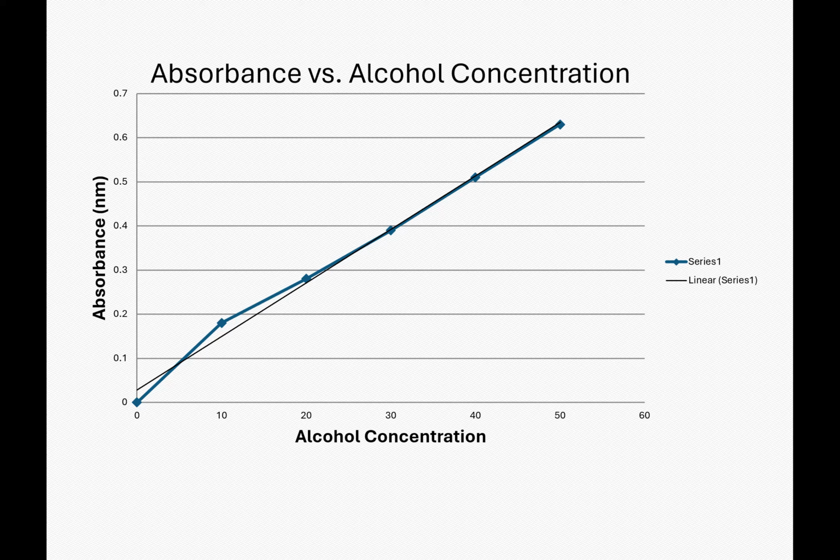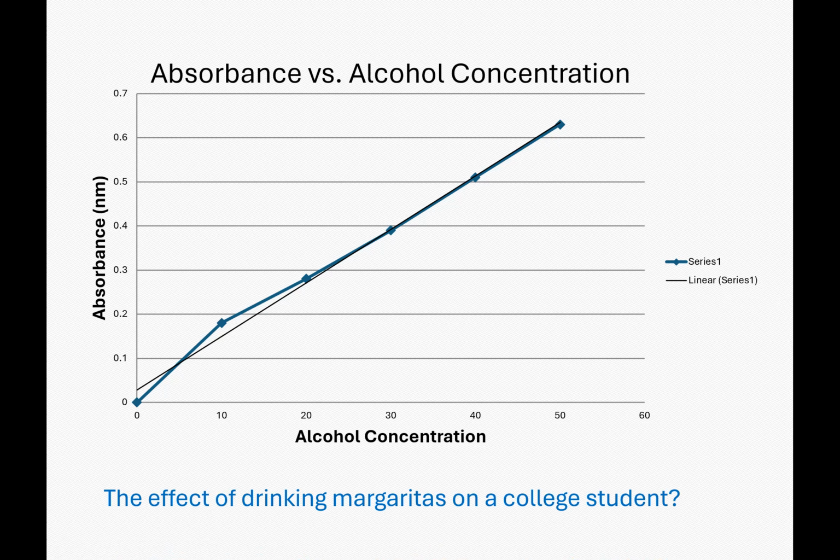In the title, all they did was restate the axes, no additional information. Absorbance versus alcohol concentration does not help. Note that the data points are connected and a trend line is added. Also, at the 0 point, the trend line does not go that close to 0, so there are probably some pipetting issues in there. We have our series here, but it doesn't have our equation and r squared. So this graph is not very helpful. I can't understand that much about it. As far as I know, it could be the effect of drinking margaritas on a college student.